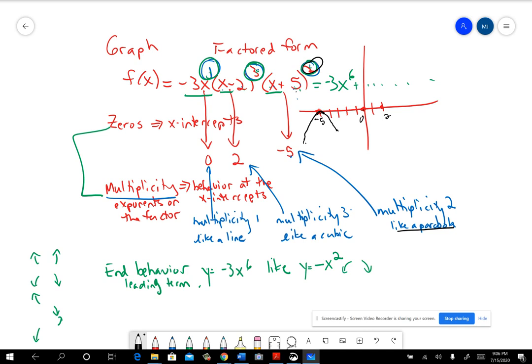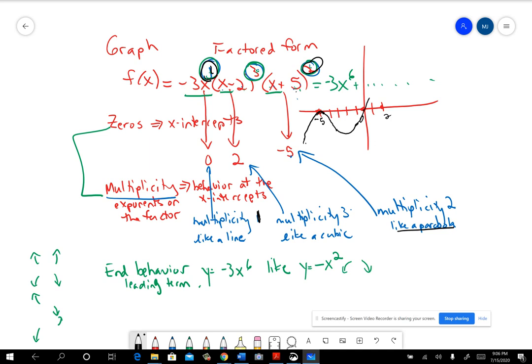Now, it's going to have to turn around so that it can hit 0. So I'm going to get ready to do that. And when I get close to 0, I have to think about how it should behave there. So I look, if I haven't already, at the exponent on the factor associated with that x-intercept. See how it's to the first power? See how it has multiplicity 1? So it's going to have to go through smoothly there. Now, it's got to hit 2. So it's got to turn around at some point.